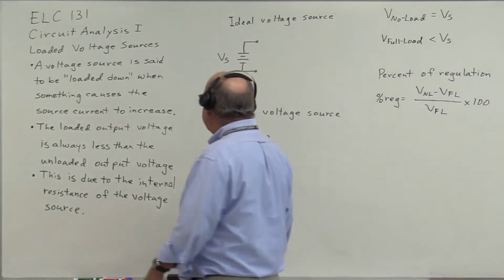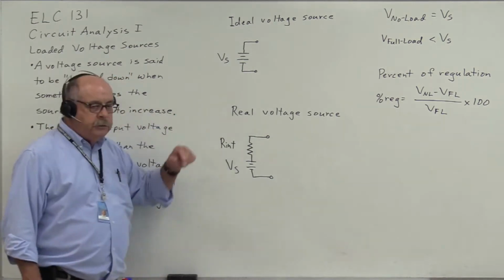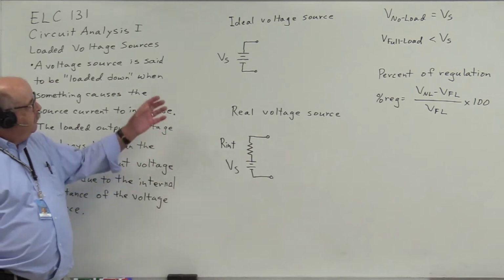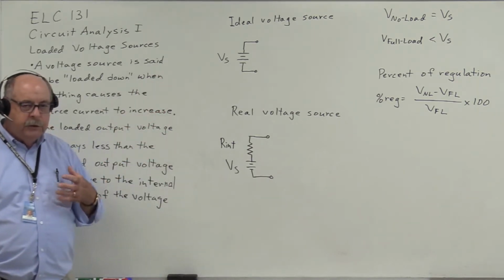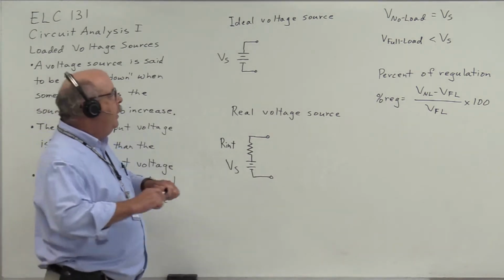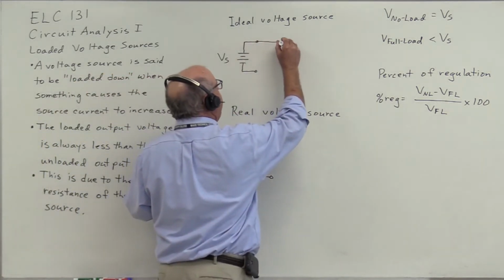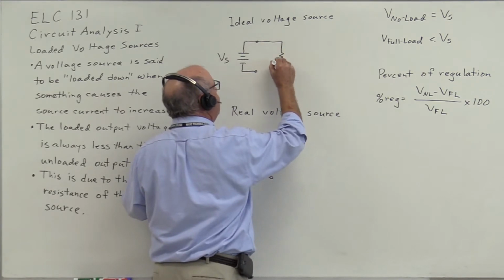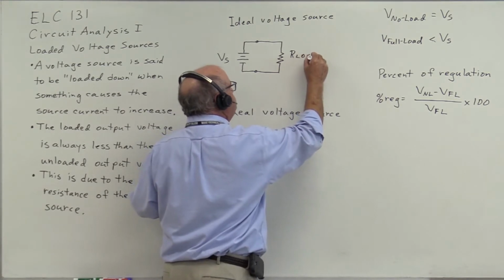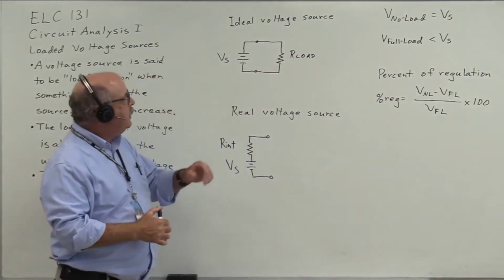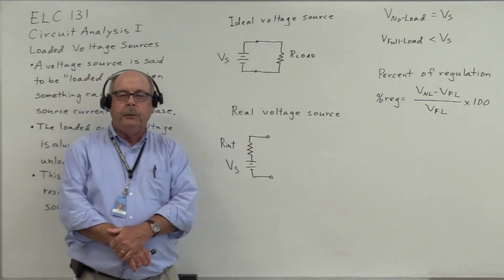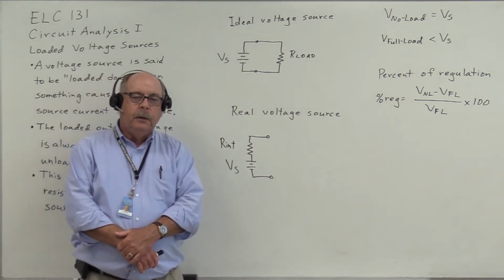Now, when we see this schematic symbol, we're to assume that this is an ideal voltage source, which shows us that there is no internal resistance associated with this voltage source. And what this means is that when I connect a load to this voltage source, regardless of the value of this load, the load voltage will always be equal to Vs.